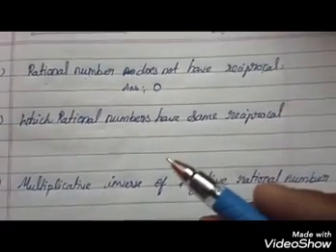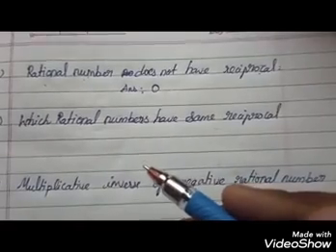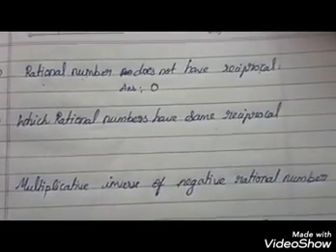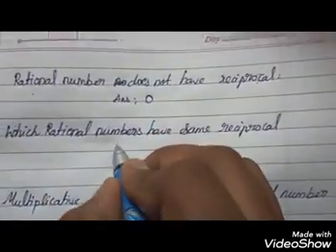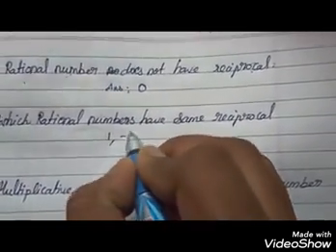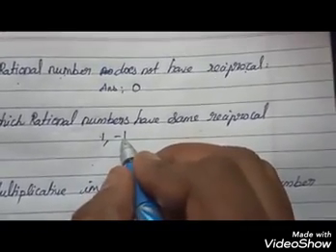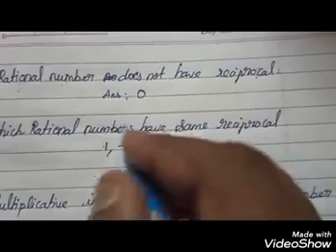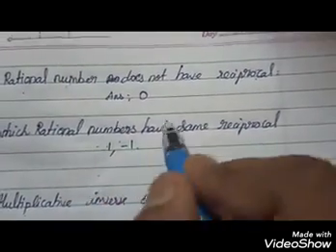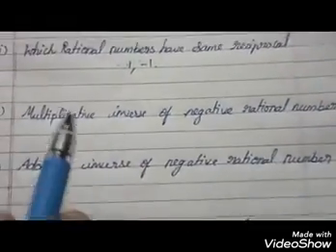And next, which rational numbers have the same reciprocal? Whatever the value, 3, 2, the numbers should be 1 and minus 1. The reciprocal of 1 is 1. The reciprocal of minus 1 is also minus 1. So these two rational numbers have the same reciprocal.